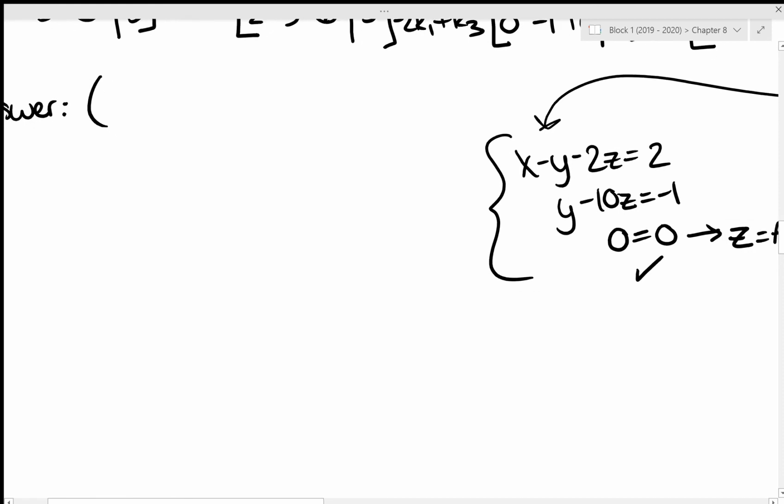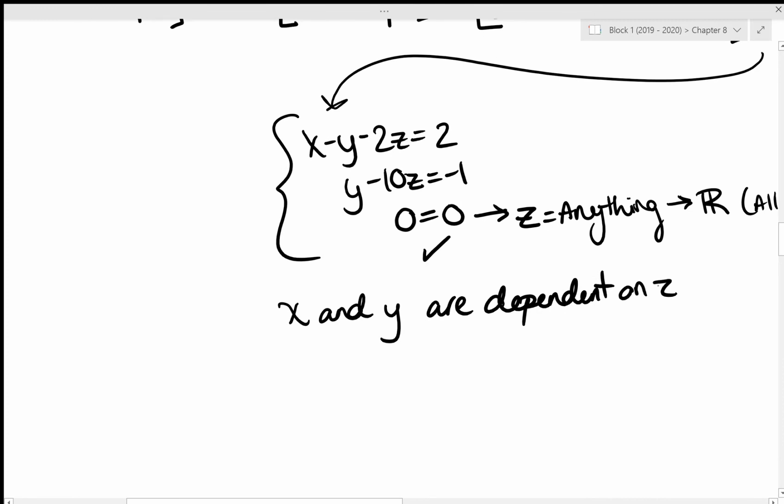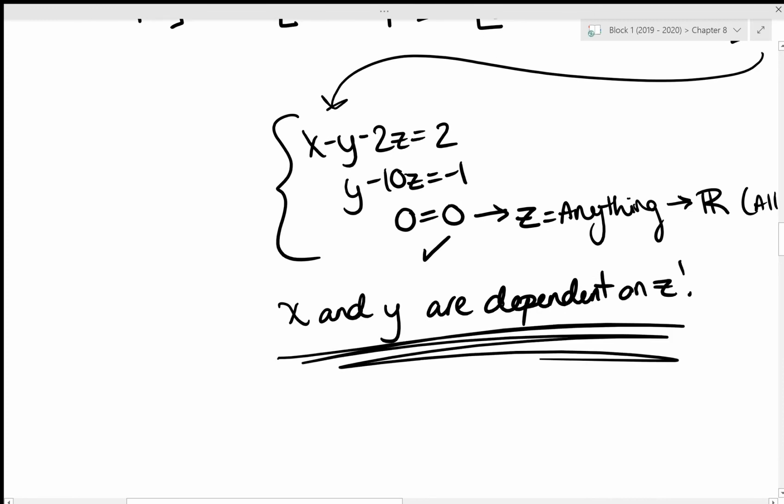x in terms of z, because x and y, this is very important, are dependent on z. Okay, x and y are dependent on z. So we are going to rewrite x and y in terms of z. So your final answer will only have the letter z in it.